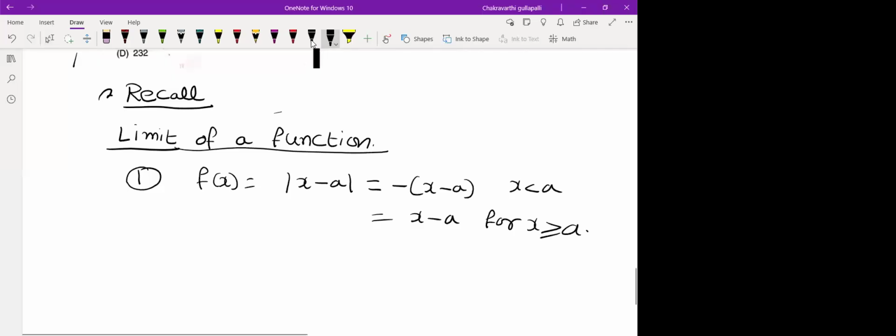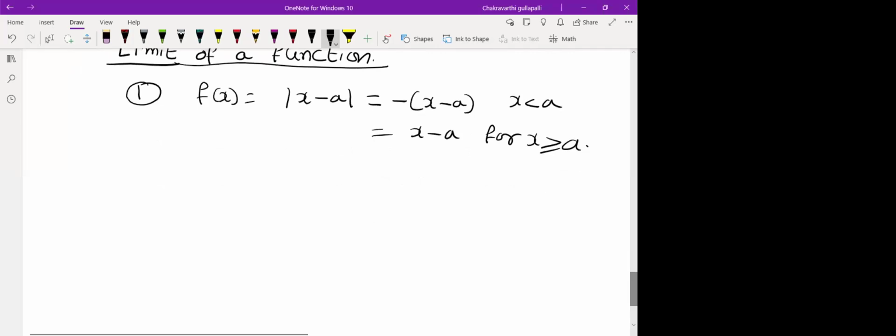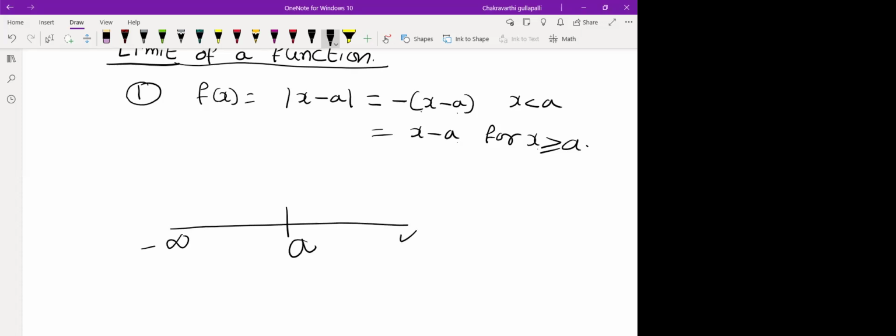Sometimes you are asked to identify the graphs of the function, so you should know what the graph of the function is also. So let us see. What is the graph of this function? This is the modulus function, also called the absolute value function. This a is called a breakpoint, because less than a its behavior is different, and greater than or equal to a it is something else. A is any real number between minus infinity and infinity.